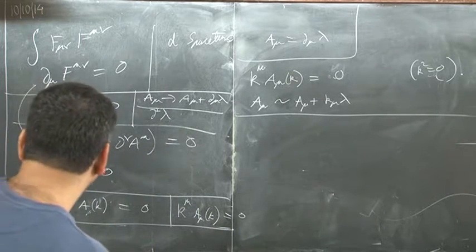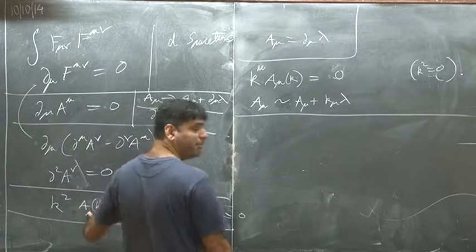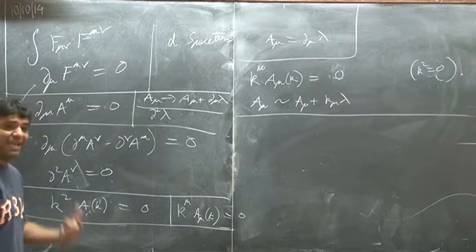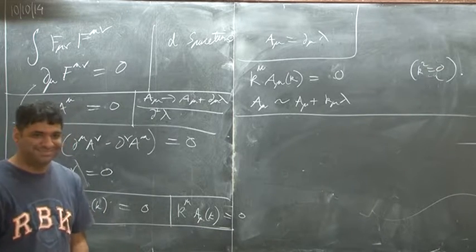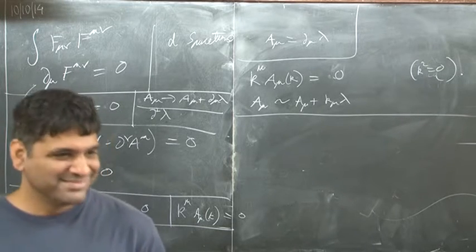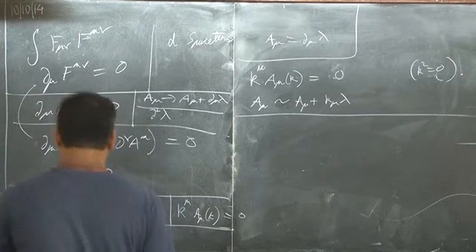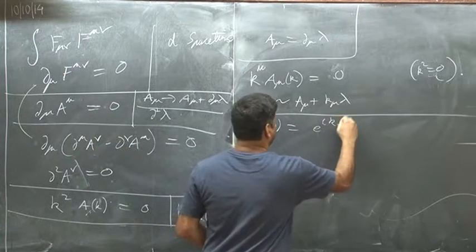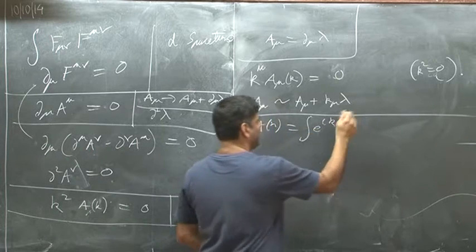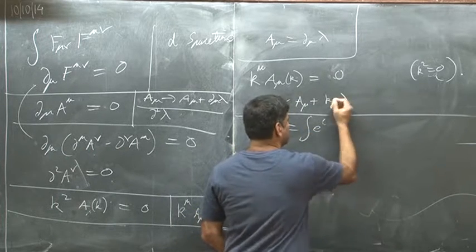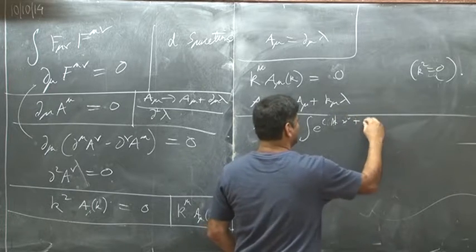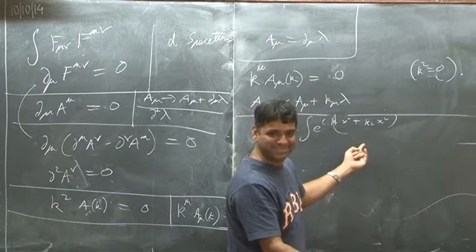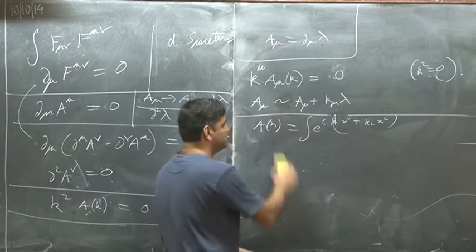Excellent. If A of k is not zero and k squared is not zero, how can the product be zero? Because A has support only on k squared. So A of k is zero unless k squared is zero. Is this clear? This is another way of saying that A of x is equal to e to the i k dot x, where k0 x0 plus k_i x_i. Here, k has support only on k squared equals zero.